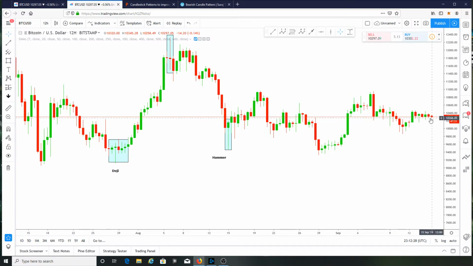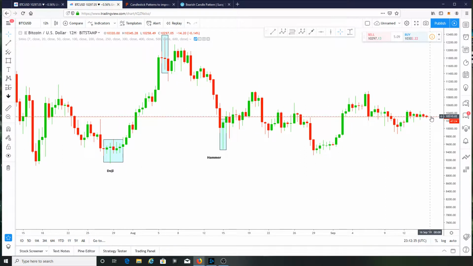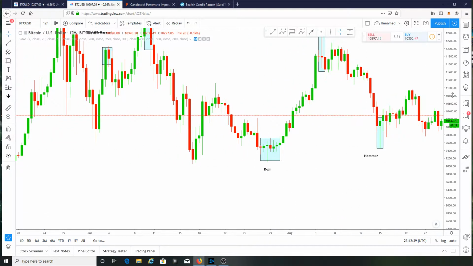So somebody has to step in here, either the bulls or the bears, and they have to either push this candle nice and big and green, or they have to dump it into a nice big red candle. So that's what a doji is.